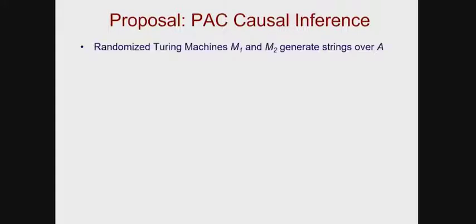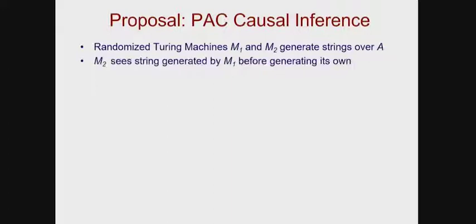Here's an attempt. Feel free to criticize. I'm just going to take 3 more minutes and then give you time to criticize. I admit right here I'm already giving up on all distributions and limiting myself to computable distributions. So I'm going to consider 2 randomized Turing machines, M1 and M2, that generate strings over some alphabet A. M2 is going to see a string generated by M1 before generating its own. So M2 can make this problem really difficult for us.